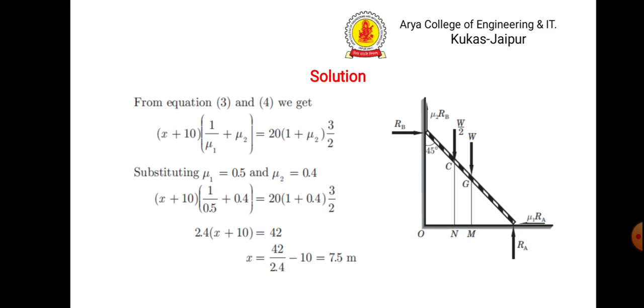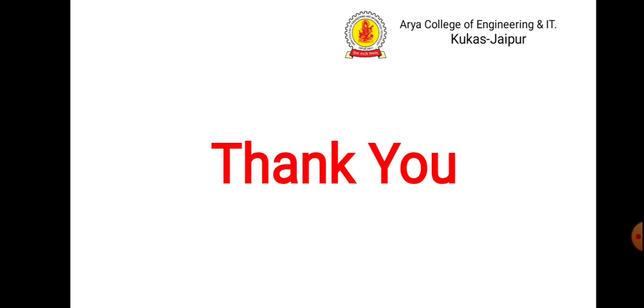X plus 10 into 1 upon mu 1 plus mu 2 equals 20 into 1 plus mu 2 into 3 by 2. Now mu 1 is 0.5 and mu 2 is 0.4. If we put the values of the coefficient of friction, where mu 1 is for the floor and mu 2 is for the wall, then x will be equal to 7.5 meter, meaning the man must stand at a distance of 7.5 meter from point A. So that's all. Thank you.